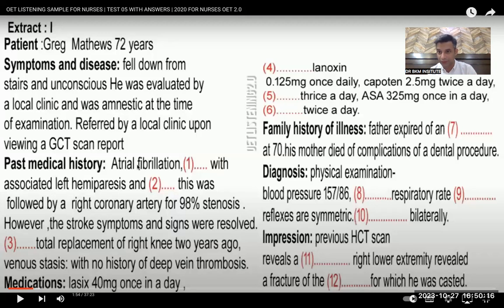So you need to understand what total listening is all about, and you need to keep your ears focused when it comes to medical history, because this is the first question about medical history. So let's start from here.